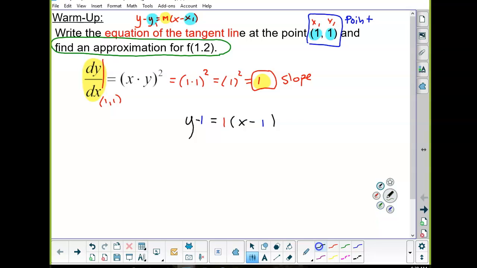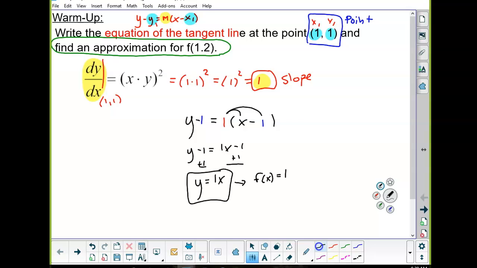f(1.2). So what I would do then is I would just simplify this and distribute the 1, move the equation over, and this ends up being 0. So there's my equation for the tangent line. But remember how y is actually equal to f of x. So that is also the equation of the tangent line. And now that we have that, let's just plug in 1.2. And that's how we're going to approximate that answer.